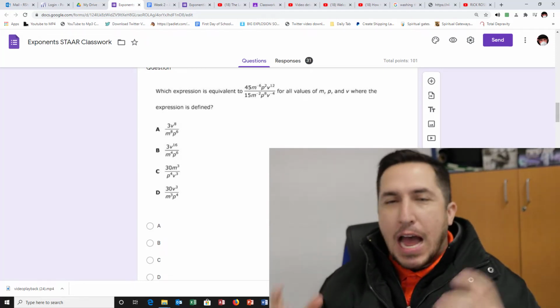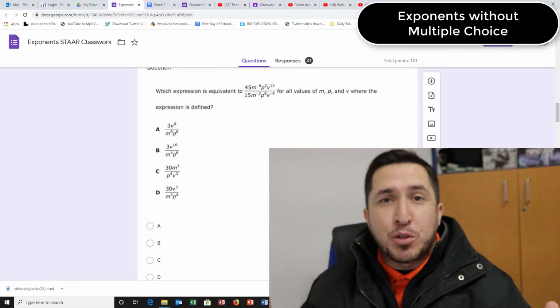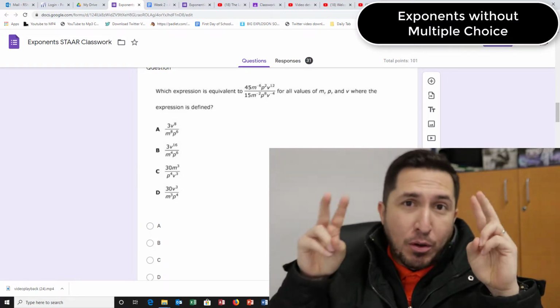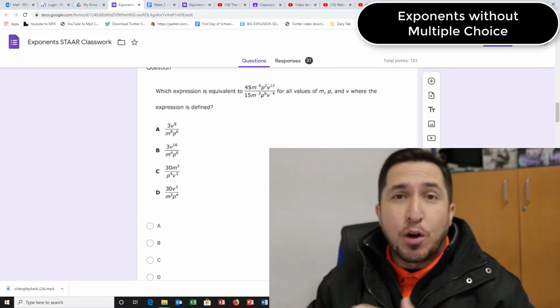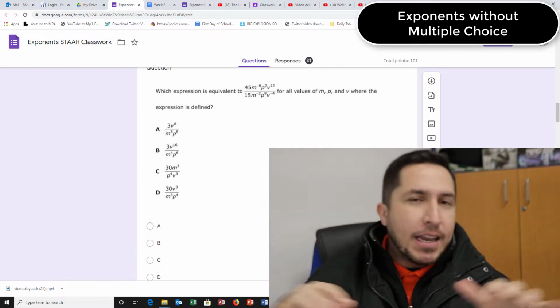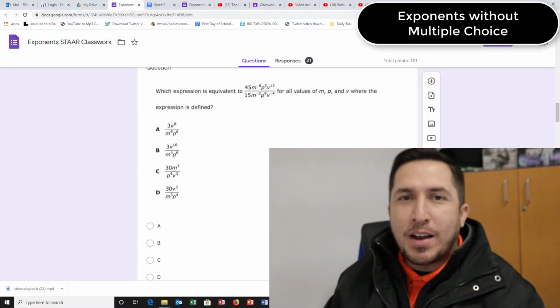This one's going to be about how to solve exponents when there is no multiple choice. Like how to do it the hard way, the real way, as some people might say, alright? We're going to go through all the rules. That way you can know how to do it at any time, regardless if there's multiple choices or not. Alright, let's go.